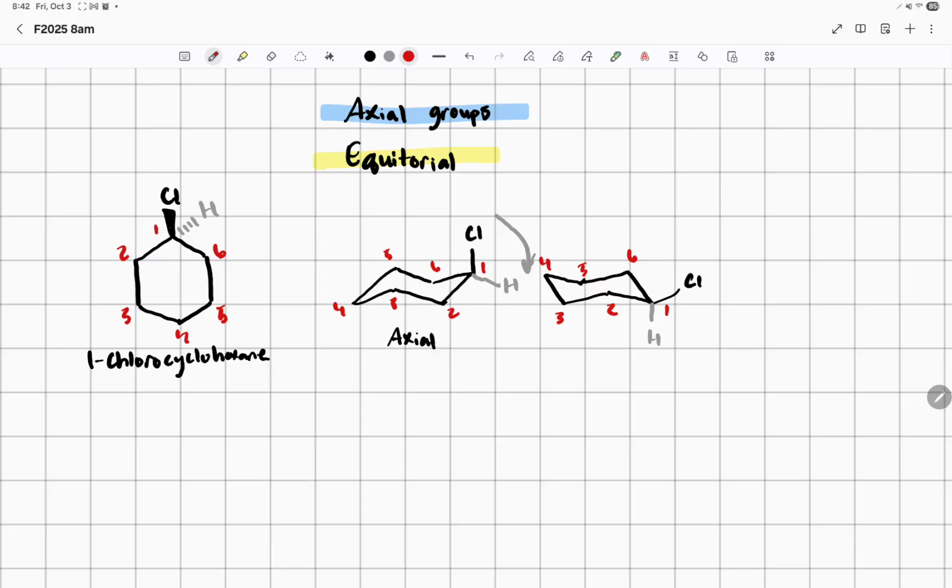So anyways, this chlorine would now be equatorial. And we'll see that the equatorial chlorine is magnitudes more stable than the axial. So way more stable.